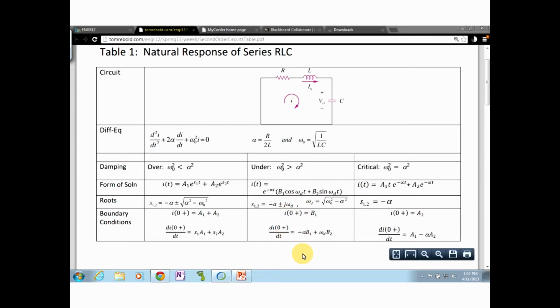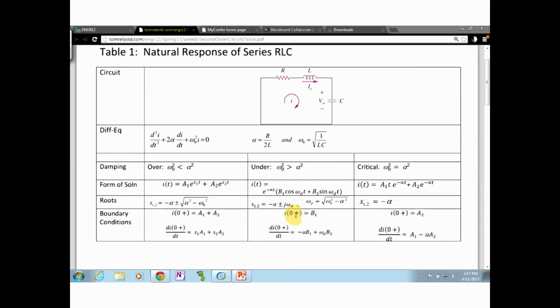What's the 0 plus? This 0 plus means the time is still 0, but it's an instant after the switch has opened or closed. They're saying the switch is opening or closing at 0 usually, and they talk about 0 minus and 0 plus as being infinitesimally close to 0, but either right before or right after. That's what that means, and that allows us to make certain assumptions about I.